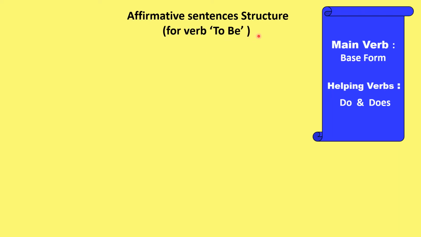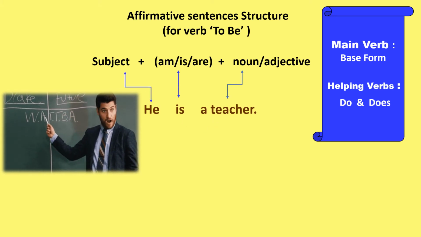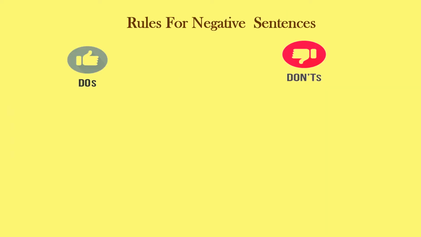Now affirmative sentence structure for the verb be. Subject followed by am or is or are and a noun or an adjective. Now if I'm going to say he is a teacher, he is the subject, is is the be form of verb and a teacher is the noun.